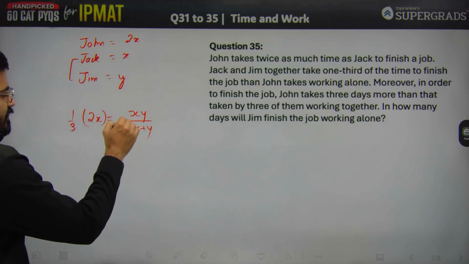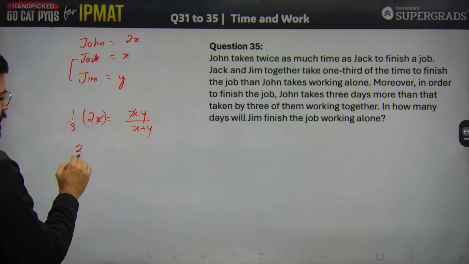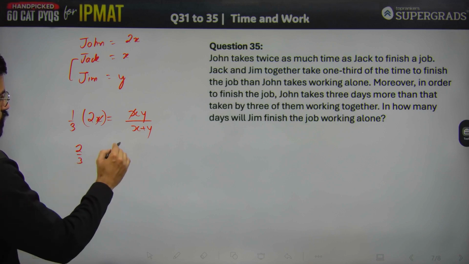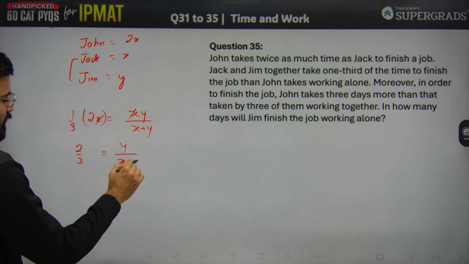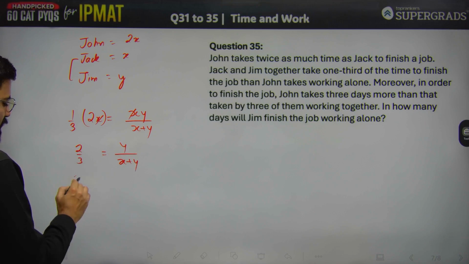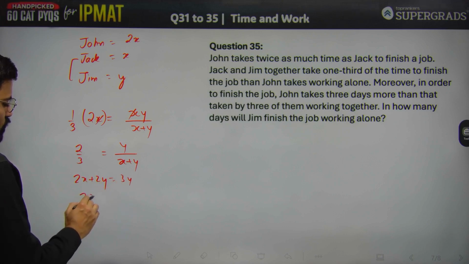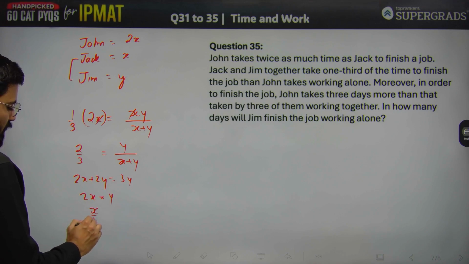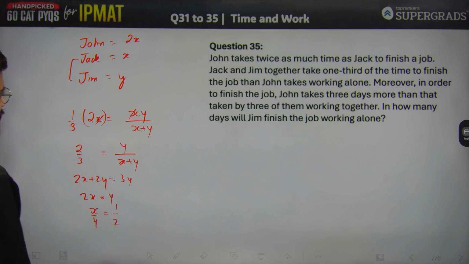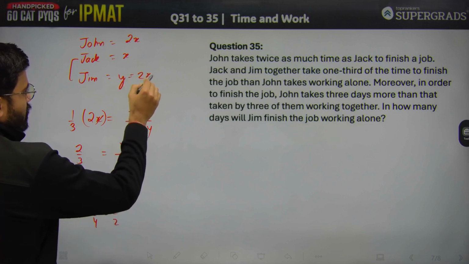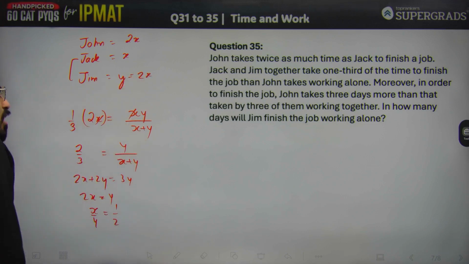So from here x gets cancelled. What I get is 2 by 3 is equal to y upon x plus y. If I solve this, I get 2x plus 2y is equal to 3y, or I can say 2x is equal to y, or x upon y is equal to 1 upon 2. So the ratio of x and y is clear, or I can say y is equal to 2x. So the time taken by Jim is 2x.